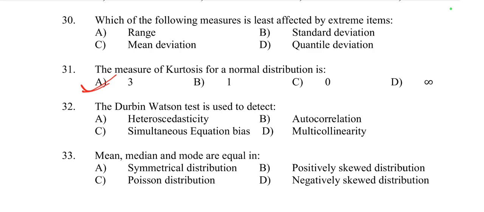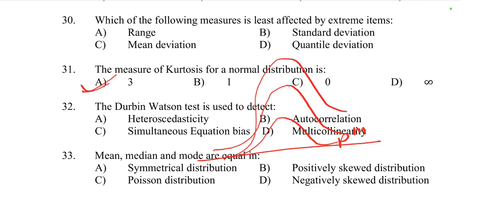which is called mesokurtic. This is platykurtic and this is called leptokurtic. High peak is leptokurtic, medium is mesokurtic, and flatter peak is platykurtic.